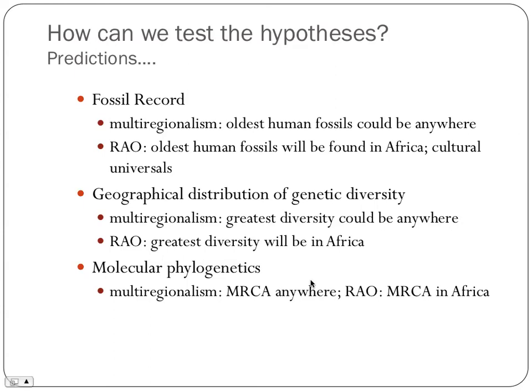And then finally, the most perhaps compelling line of argument is to use molecular phylogenetics, which is where we get sequences from people, and we line up what we call homologous sequences, and we look at the patterns of change in those alignments to see if we can then draw a family tree, a phylogenetic tree, based on the variation seen in those sequences. And we can work out where do we think the most recent common ancestor of humans came from. If we do that with the multi-regionalism view, it could be anywhere. Maybe that we find the most diversity in northern China or Southeast Asia or whatever. But according to the recent African origins view, that most recent common ancestor will be in Africa.